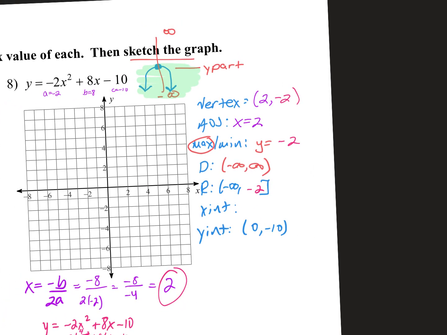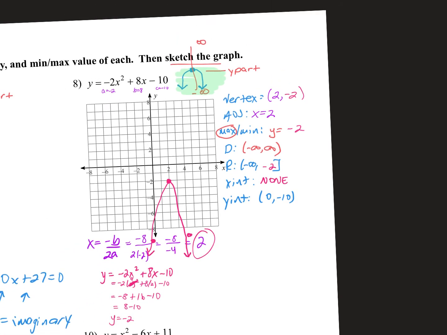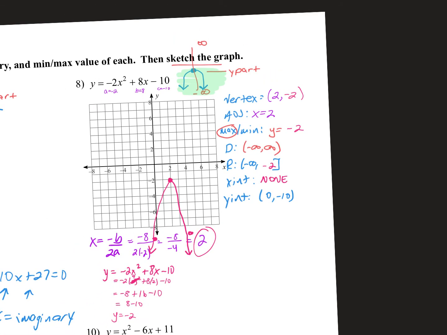So let's draw a little picture here. I have a vertex at 2, negative 2. Over 2, down 2, right? My y-intercept is down here somewhere around negative 10, so I know there's another point over here. Which way did we say our parabola is facing? Down. So I go like this. Guys, what does that show you about your x-intercepts? There isn't any. There's none again. So algebraically, if you work this out, x equals what kind of a number? Imaginary. That means no x-intercept. You guys with me on that?